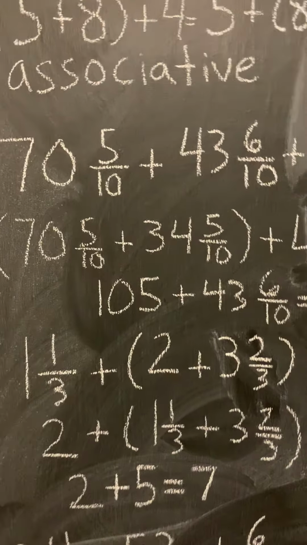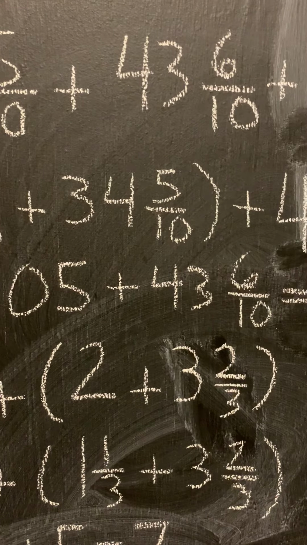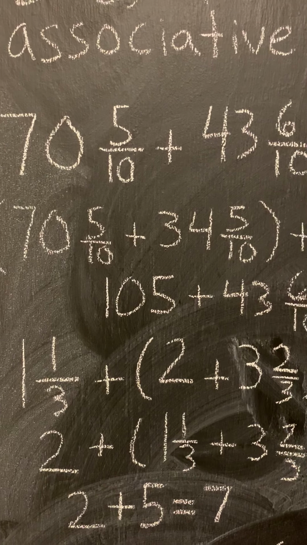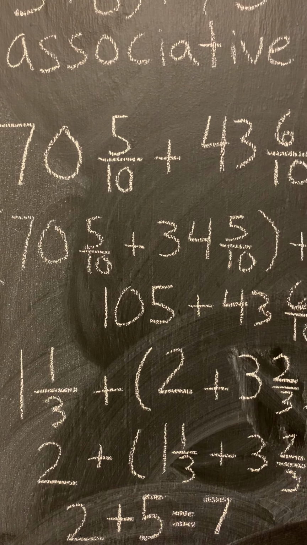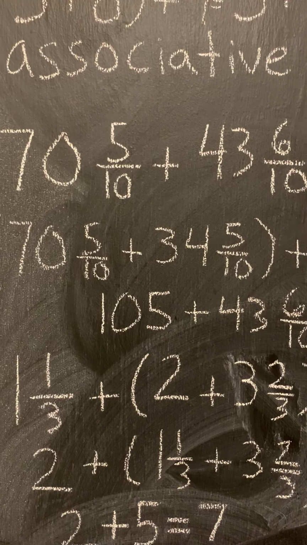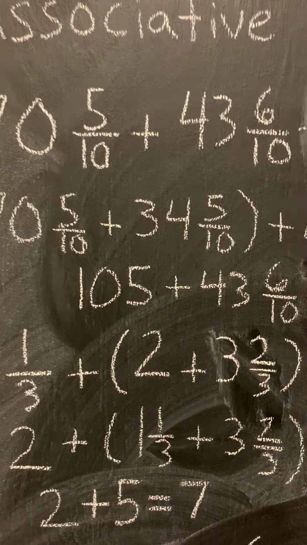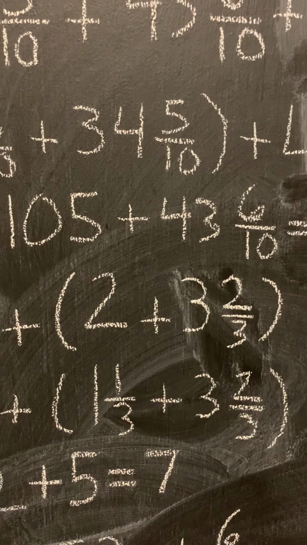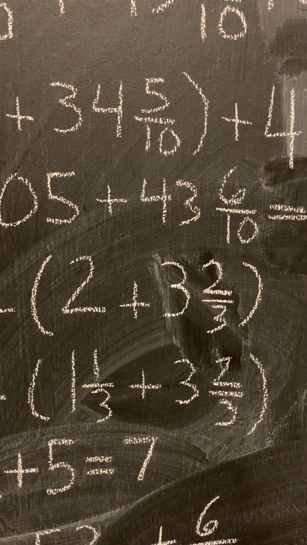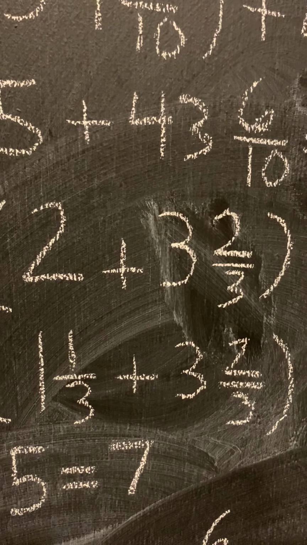All right, let's look at this one. 1 and 1/3 plus 2 plus 3 and 2/3. Now immediately you should recognize, 1/3 and 2/3 together, those are going to be one whole. So let's add those two numbers together first using the associative property, and it'll really simplify our problem. So let's take 1 and 1/3 plus 3 and 2/3, and that's 5, right? 1 and 1/3 plus 3 and 2/3 is 5.